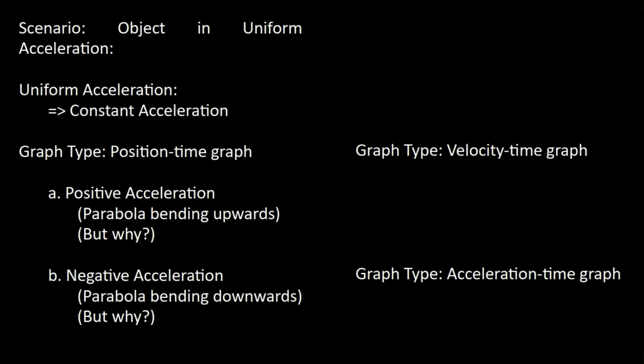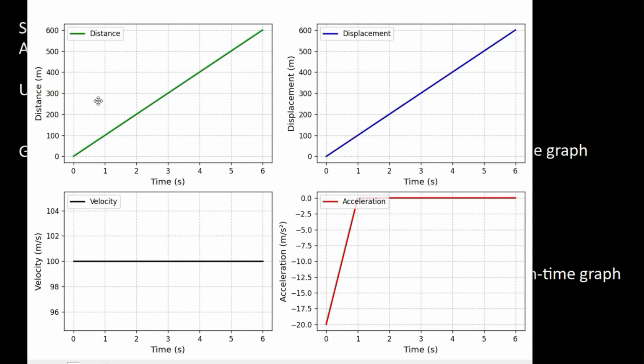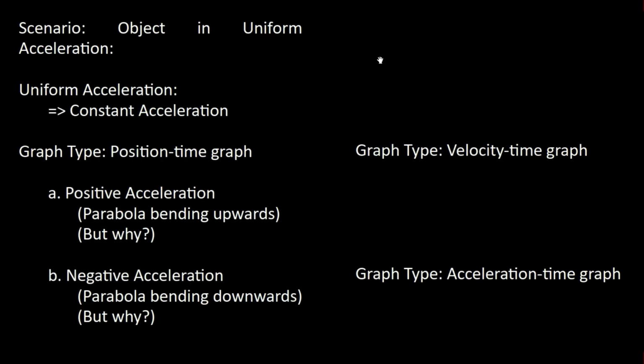So let's look at when the object is moving in uniform acceleration. So this was a case of non-uniform or zero acceleration actually. This was a case of zero acceleration. So the velocity is flat, the distance and displacement have a positive slope, and done.